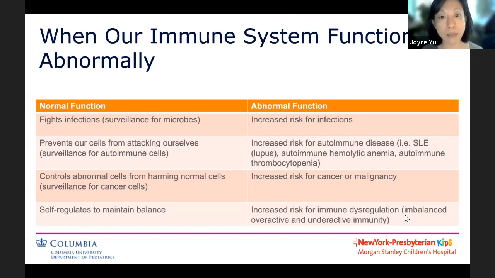It's an imbalance of our immune system where some components are abnormally overactive, and some components are abnormally underactive. Unfortunately, you get the worst of both worlds, where we could potentially have an increased risk for infection, but also an increased risk for autoimmune disorders at the same time. So when we don't have a normally functioning immune system, we could have multiple problems at both ends of the function.